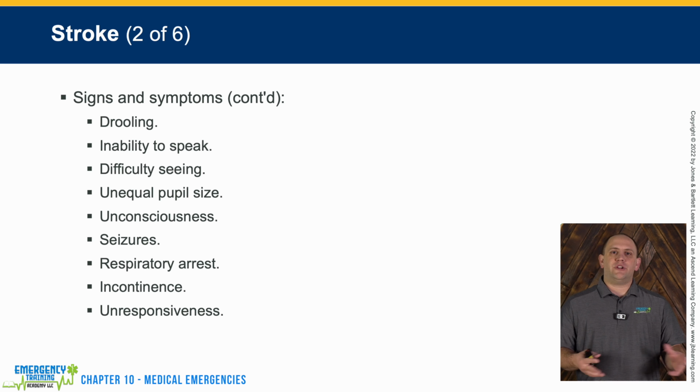If it is a large enough area of the brain that has been affected, you could start to see them become unconscious. They may have seizure activities. And unlike the heart attack patients, where the blood flow has stopped the heart from beating, with these patients, we will often see a respiratory arrest happen before a cardiac arrest. So they may stop breathing first.